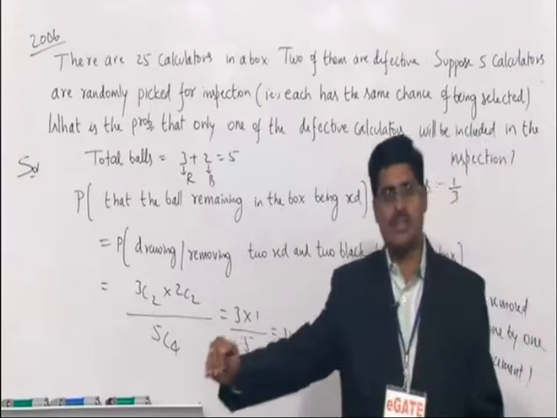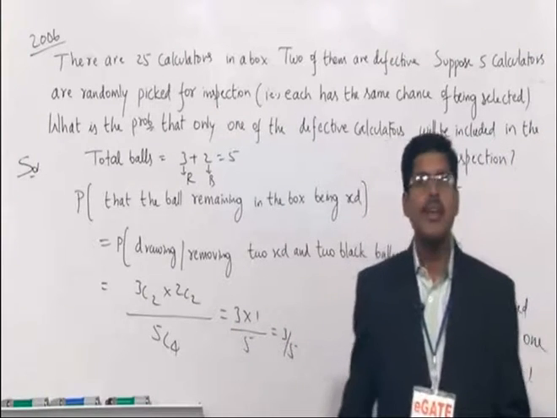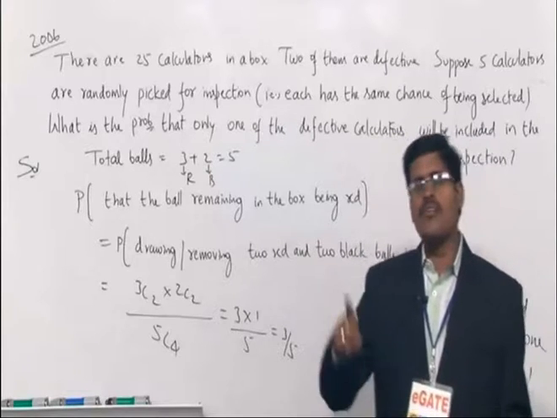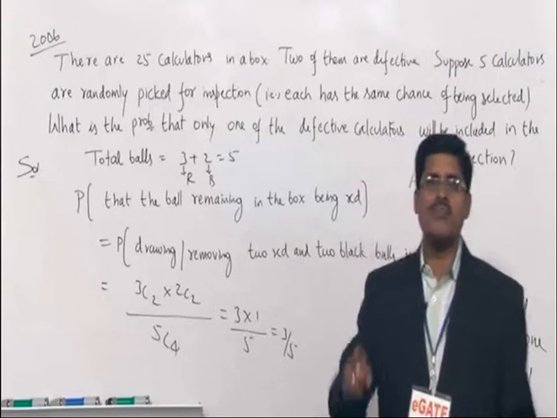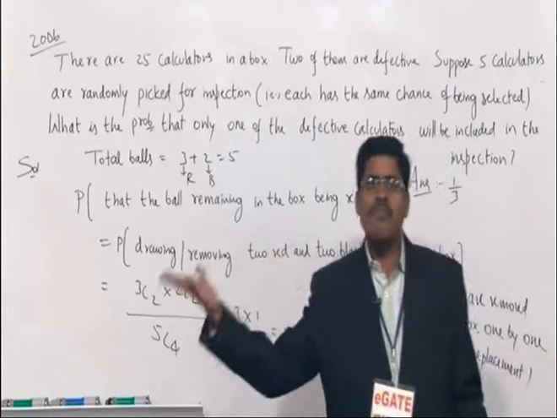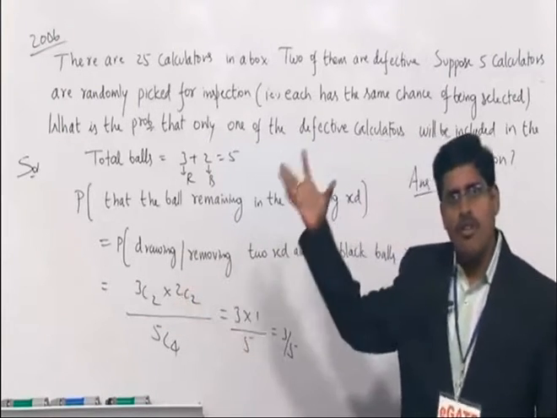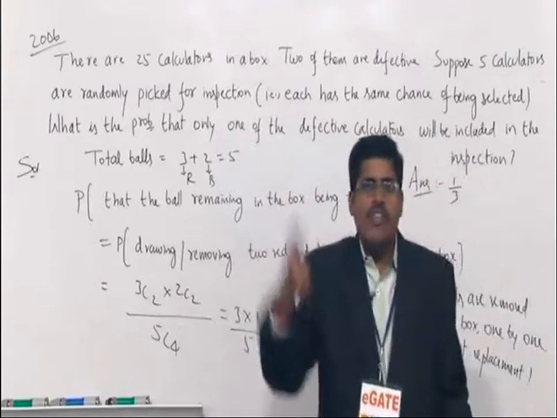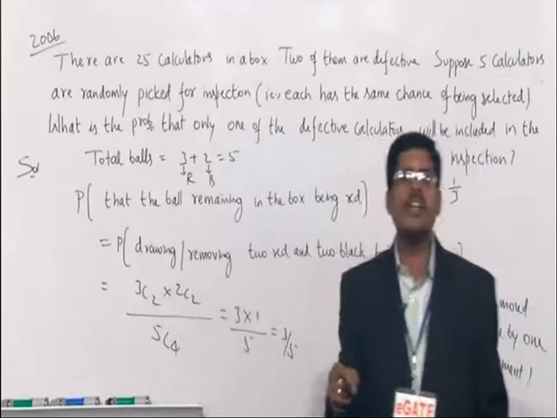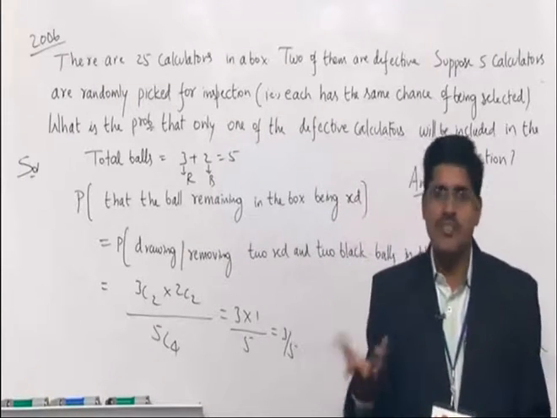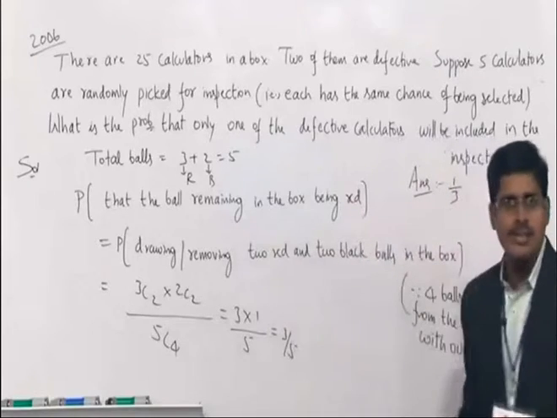That is your sample space, total outcomes, n of S. In those 5 randomly picked calculators, one of the defective calculators will be included. Only one. So out of 5, only one defective means the remaining 4 should be non-defective. So 4 non-defective from 23 means 23C4. 1 defective from 2 defective means 2C1. So your numerator is 2C1 into 23C4. Denominator is 25C5. You please calculate. You will get 1/3 as the answer. Okay.